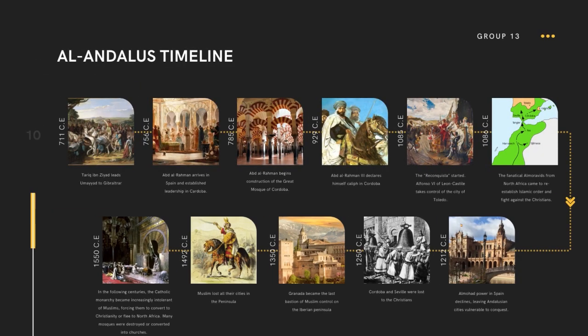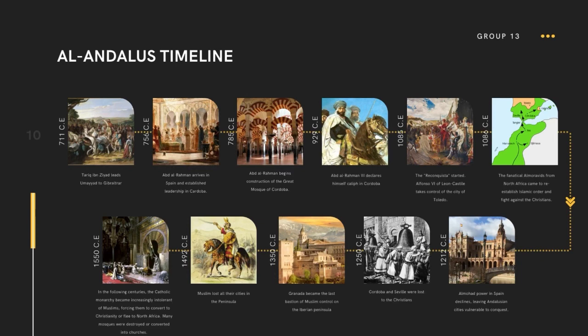Al-Andalus timeline. 711 Common Era. Tariq ibn Ziyad leads the Umayyad to Gibraltar. 756 Common Era. Abdul Rahman arrives in Spain and establishes leadership in Cordoba. 785 Common Era. Abdul Rahman begins construction of the Great Mosque of Cordoba. 929 Common Era. Abdul Rahman III declares himself Caliph in Cordoba.